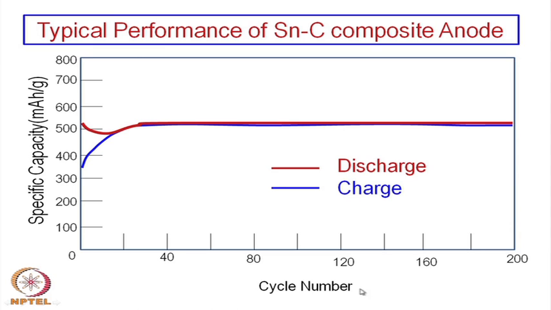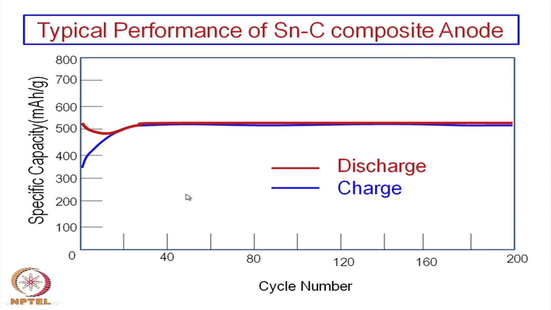So, this is a very good characteristic. Once again we have a very constant value of the charge discharge characteristic, they are exactly the same capacity, and it can extend up to 200 cycles quite easily, and it can go beyond, of course. So, this is a typical tin carbon composite anode, okay, tin graphite composite anode.